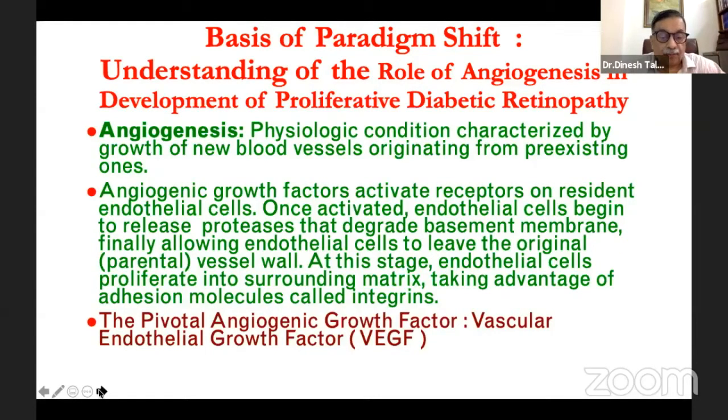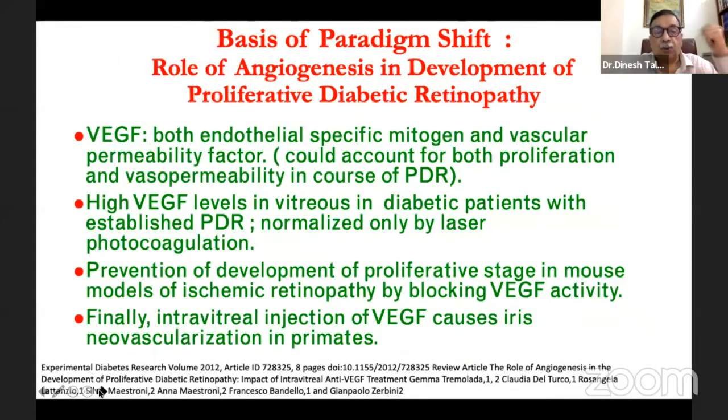cause these abnormal vessels to form. And the pivotal thing in this whole process is the vascular endothelial growth factor, which is both a specific endothelial mitogen as well as a vascular permeability factor. Note that. The important thing is that it can account for both proliferative and vasopermeability changes in the course of PDR.